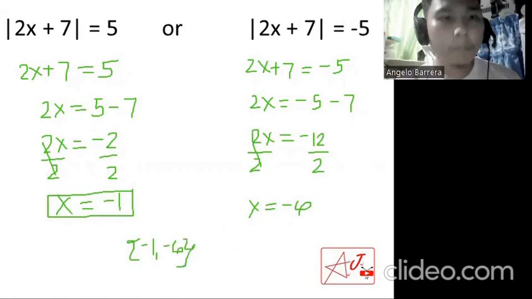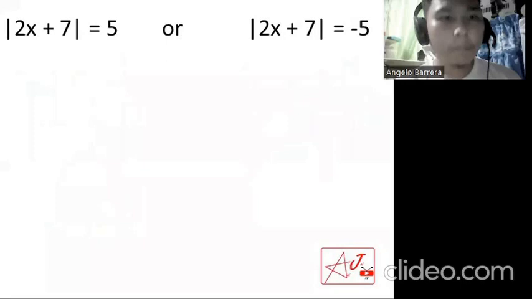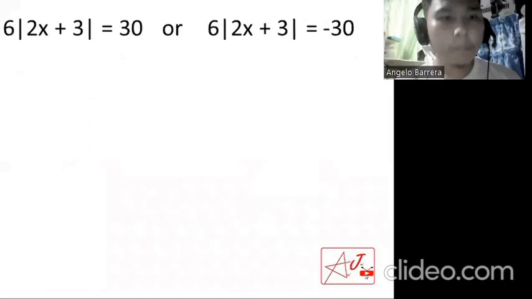Okay. So, let's proceed with another example. So, we have 6 times the absolute value of 2x plus 3 is equal to 30. So, syempre, kagaya kanina, since may positive tayo, may negative din tayo. 6 times the absolute value of 2x plus 3 which is equal to negative 30. So, same lang din naman ang gagawin natin kanina. Kaya nga lamang, nagkaroon tayo ng number outside the absolute value.